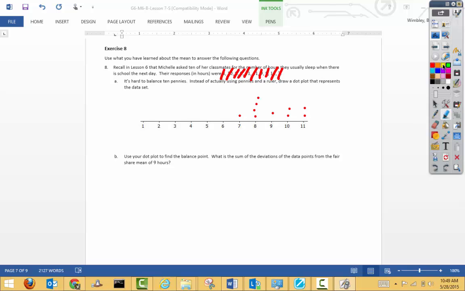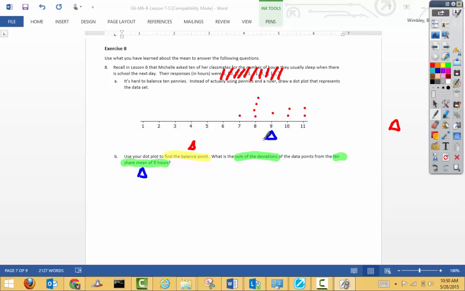Well, let's look at some key facts in here to help us. It says we need to find the data or the balance point, so that means we need to put that little triangle in. But let's look at this because it's actually giving us some hints. What is the sum of the deviations from the fair share mean? Well, this is already telling us what's our mean. Our mean is 9. It's telling me right here, we found it in our problem yesterday. Our fair share mean is 9. A balance point mean, that's the same thing. They're both means or averages. So I know my balance point is 9.